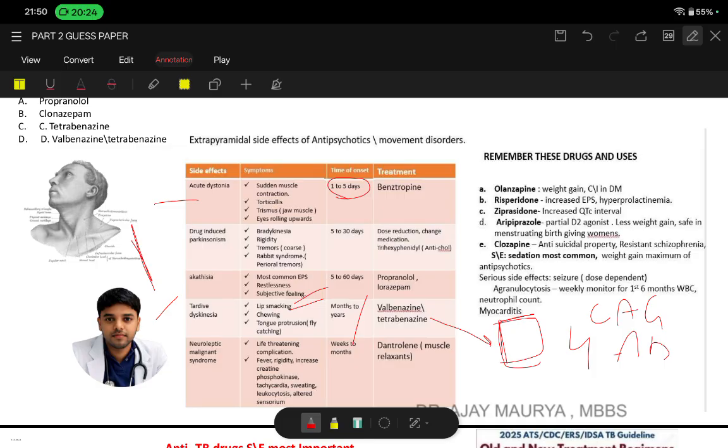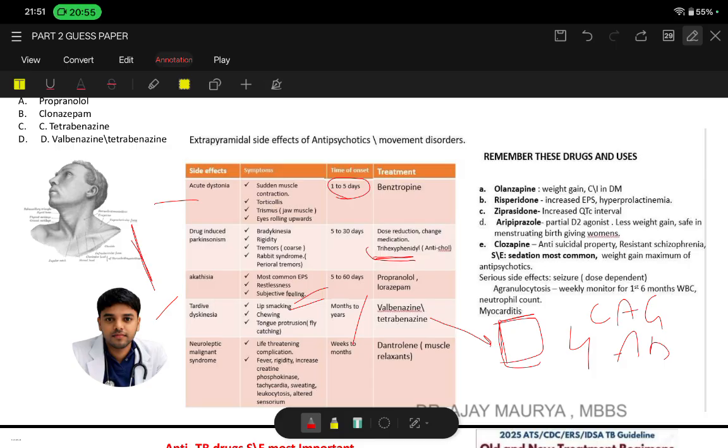Drug induced Parkinsonism, drug of choice is going to be benzhexol. It is also called trihexyphenidyl. Okay, they won't give benzhexol, right? The other name is trihexyphenidyl. Okay. Next one, what is the drug of choice for neuroleptic malignant syndrome?